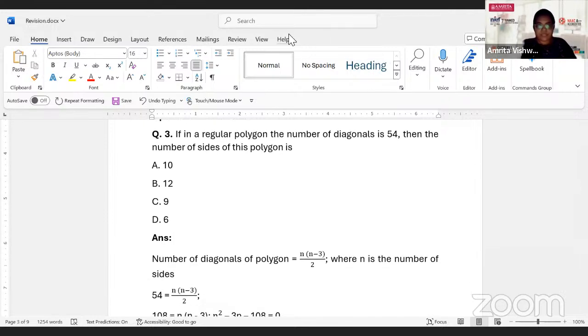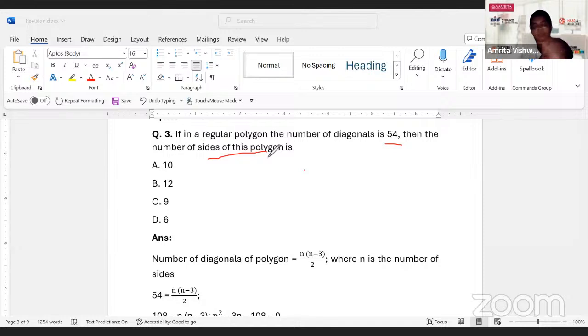Yeah, this is the next question. This is a very simple question. It often comes with different values. The number of diagonals is 54, or 28, 27, something like that. If in a regular polygon, the number of diagonals is 54, what is the number of sides of this polygon? Very simple formula that you have to understand.